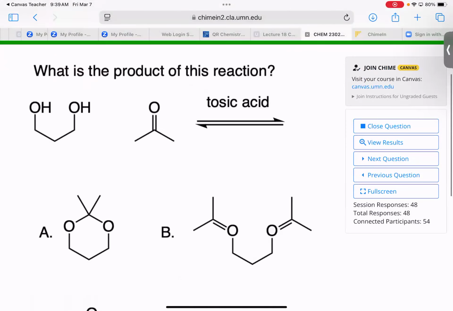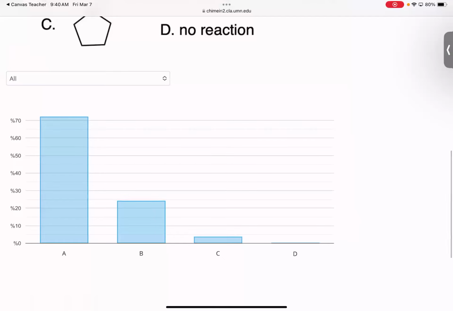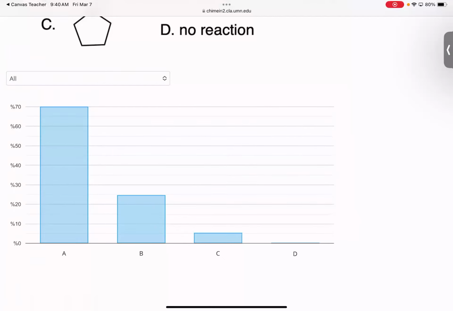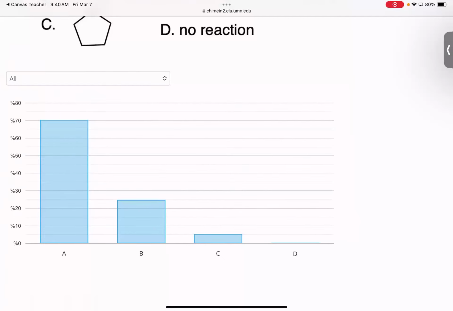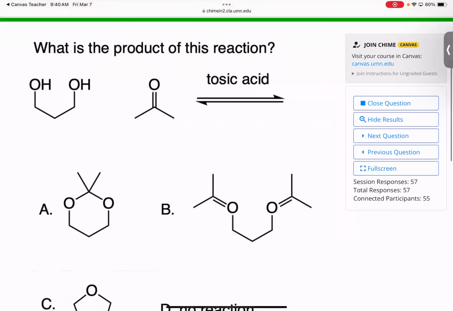Okay, view results. We have some confusion between A and B, and I think those are probably the two that would be the most confusing. So let's take a look at A and B. In A, we have 3 carbons in our linker here. So we can see that gives us a 3-carbon linker, but so does B.